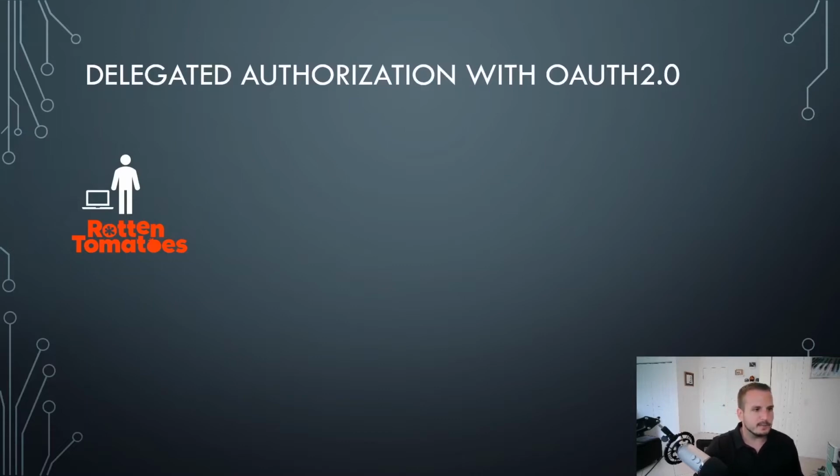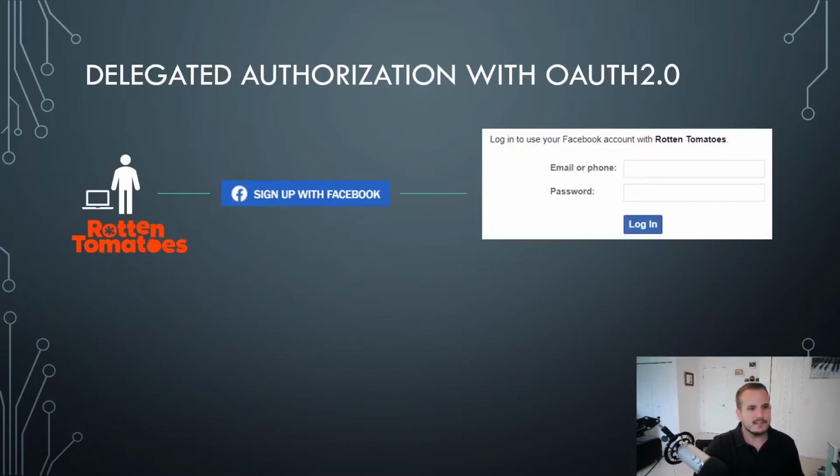So I go to RottenTomatoes.com, I go sign up, I choose sign up with Facebook. It's sending me over to Facebook to authenticate. So this is important to note. It's not authenticating on Rotten Tomatoes using my Facebook credentials. It is authenticating with Facebook. It's all happening on the Facebook side. So it stays with Facebook as the identity provider.